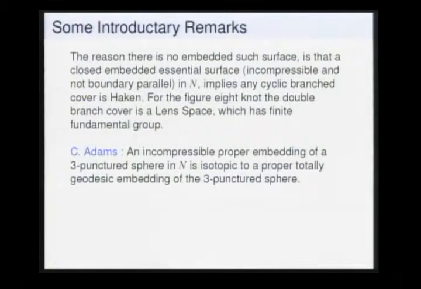There's one very pretty geometric theorem that's inspired me to look at some stuff of Adams. Any incompressible proper embedding of a three-punctured sphere in N is isotopic to a proper totally geodesic embedding of the three-punctured sphere. So if you can find a proper embedding of a three-punctured sphere, then you can find a totally geodesic one isotopic to it. And this is very, very interesting for knot theory, at least hyperbolic knot theory, because many knots you can draw and you can immediately find incompressible three-punctured spheres.